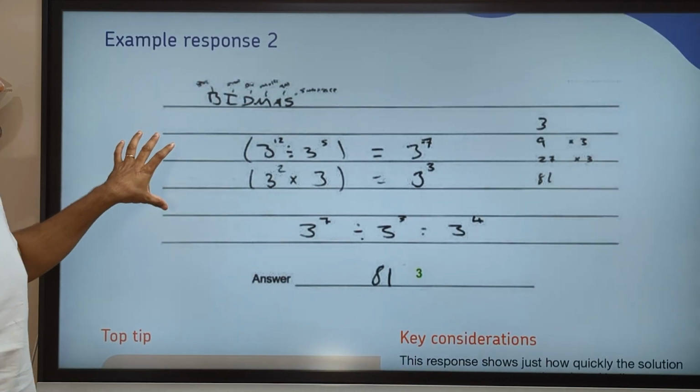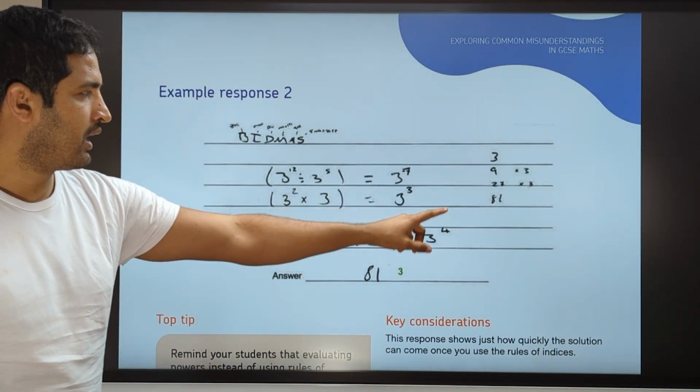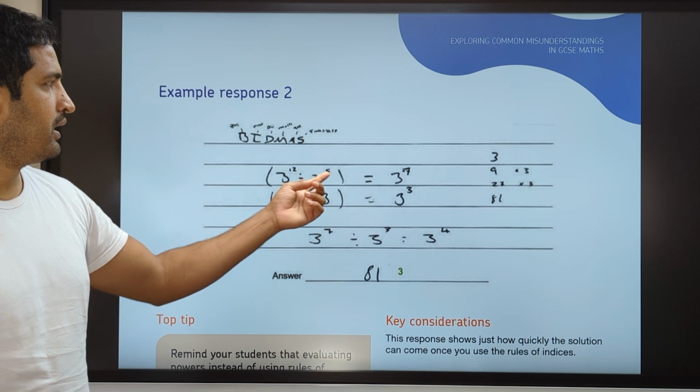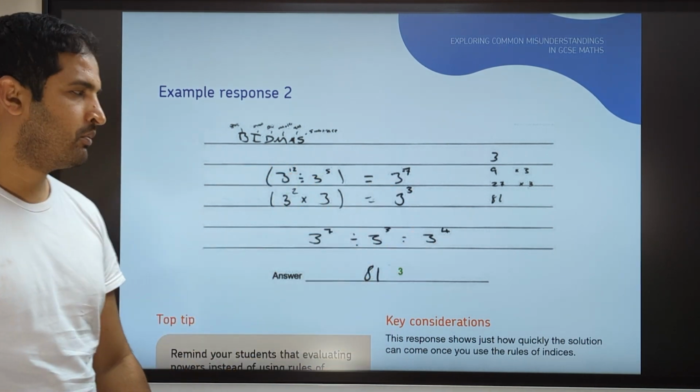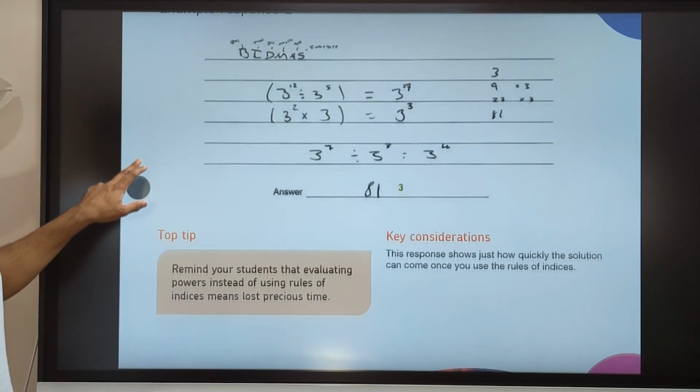So here's the correct way of doing it, and you can see how quickly this person's done it. They've done the first bracket, second brackets, and then this division. It gives you 3 to the power 4, and you get full marks for that, getting 81.